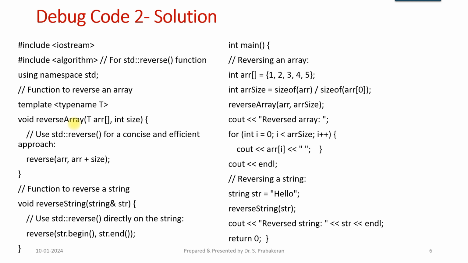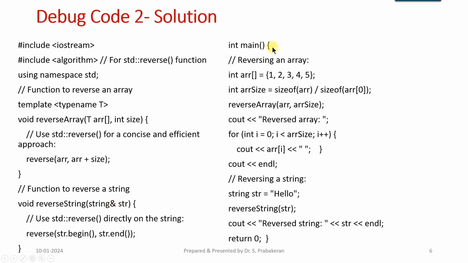First we are going to reverse the array. The reverse array function is a template function that takes an array and its size as the parameters, and inside, as you see, we use the stdlib reverse function, which efficiently reverses the array. Secondly, we use another function called reverse string, which takes a string reference and directly applies the standard reverse function, and it reverses the string in place. That's the important thing that we need to understand here.